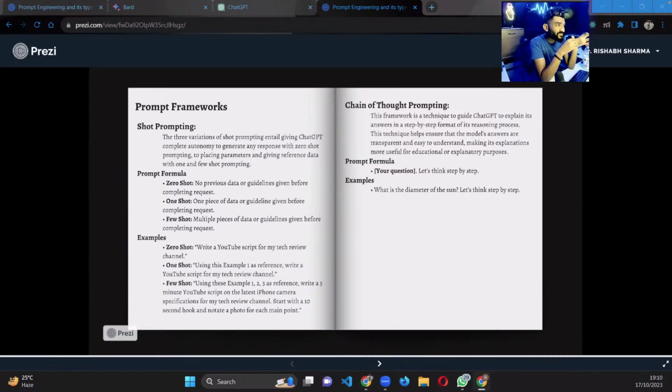So when it comes to short prompting, there are different types. One is zero shot prompting, one shot prompting, and few shot prompting, right? So what is zero shot prompting? When it comes to zero shot prompting, there is no previous data or guidelines given.